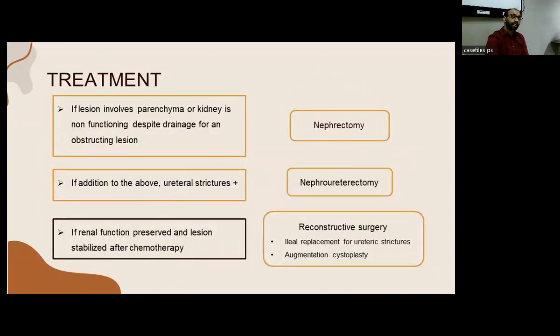Coming to the treatment per se, it is fairly simplified with respect to the function of the kidney. If the lesion involves the parenchyma, or the kidney is non-functioning despite drainage of the obstructed lesion, a nephrectomy is recommended. And if there is contiguous ureteral involvement in the form of strictures, then a nephrectomy is done. And if renal function is preserved and the lesion is stabilized after chemotherapy, but reconstruction is required, it can be done in the form of either an ileal replacement for the ureteral stricture or augmentation cystoplasty for the bladder.